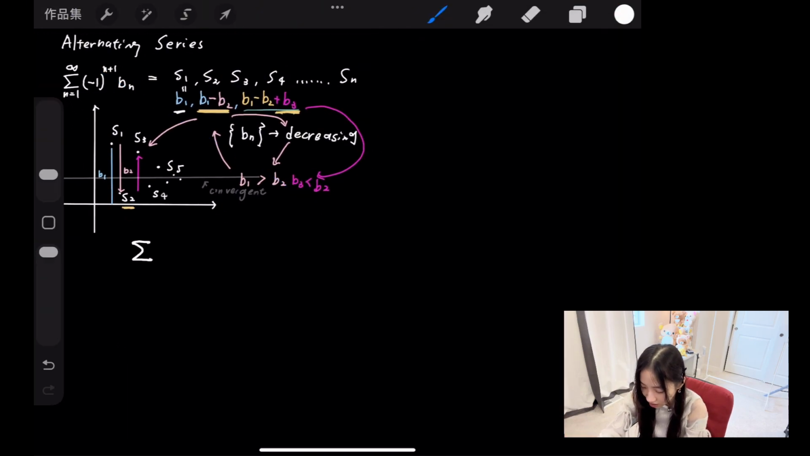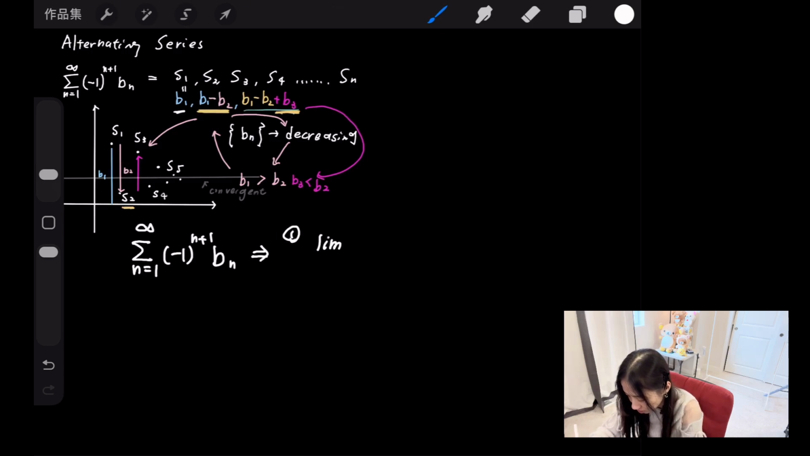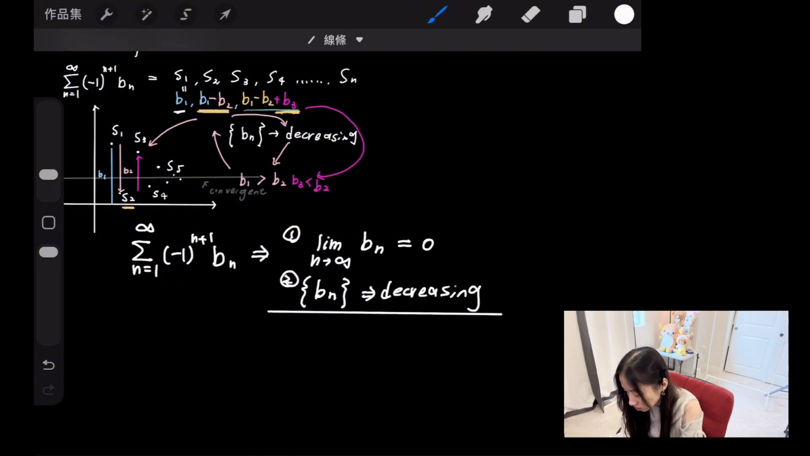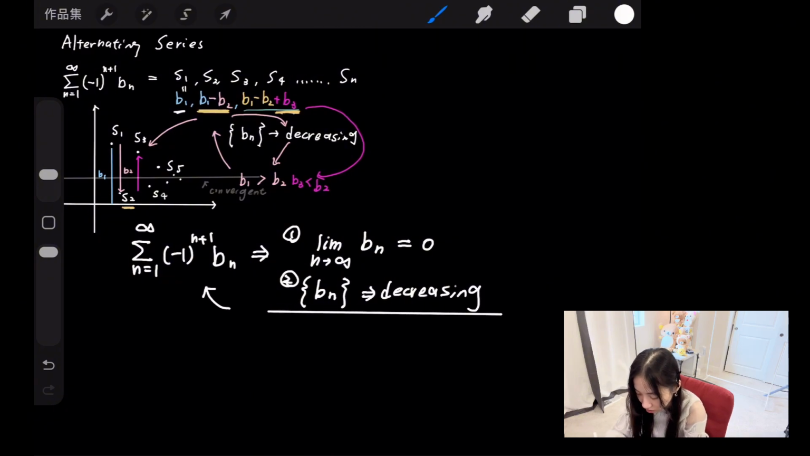So let's say you see the alternating series sigma n from 1 to infinity of (-1) to the power of n plus 1 times b sub n. First of all, if the limit as n approaches infinity of bn is equal to 0, which applies not only for this series but for others as well, most of them. And also second, the bn sequence is decreasing. If you have these two conditions, then this alternating series will be convergent. Okay. That's the alternating series.